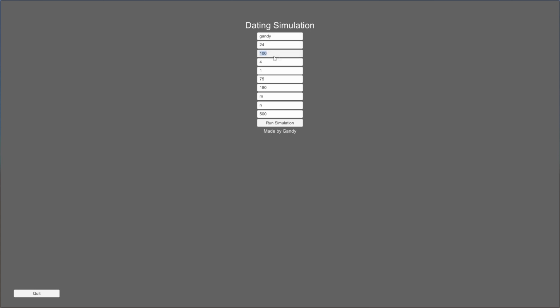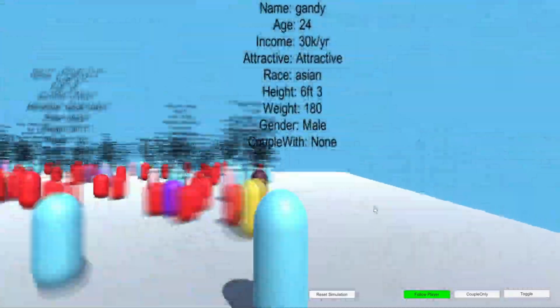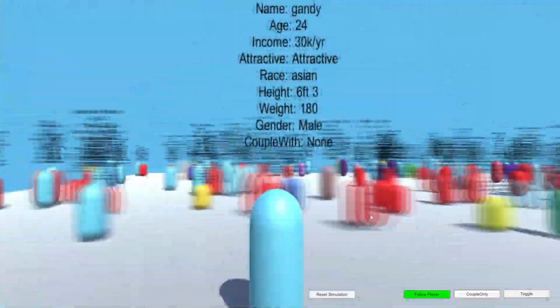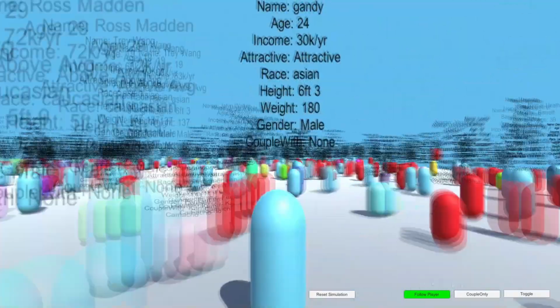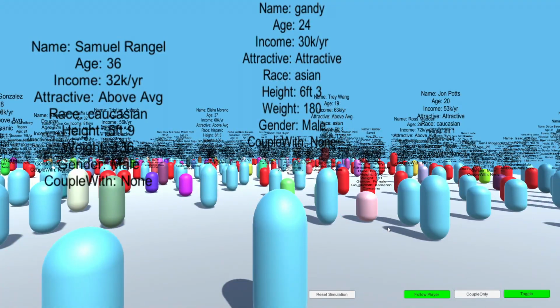So let's see, what if I am broke but I am attractive? Pretty much keep everything the same. What if I'm broke but I'm attractive? Let's see, will I be able to find someone? Okay, it looks like my guy is having some trouble finding someone. In part because he got stuck on a wall, but also in part because he's poor.